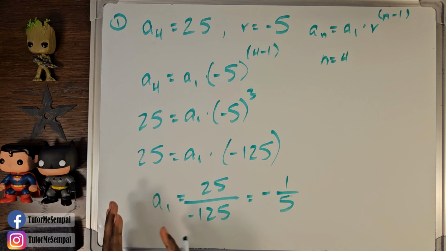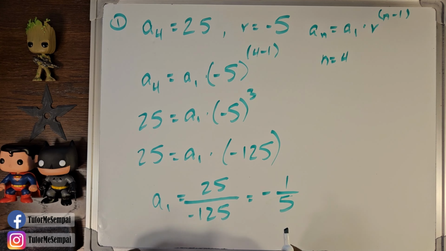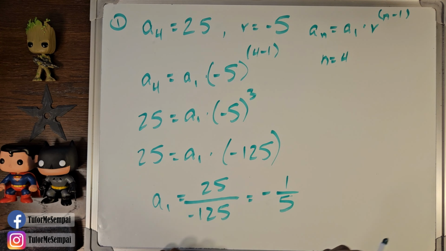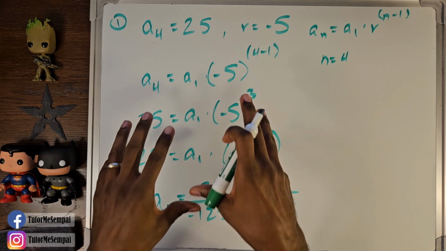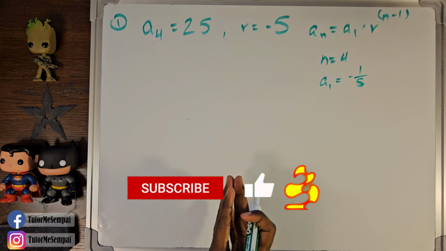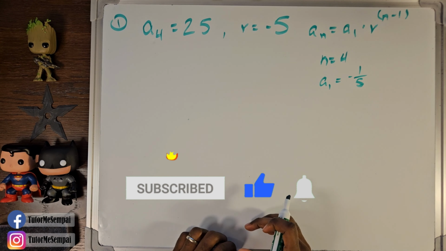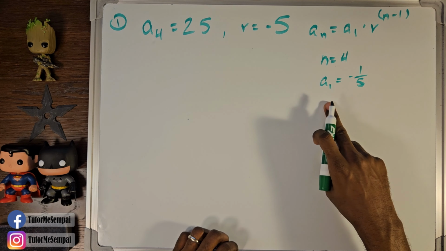So we're not done. We know our a sub 1, but we want to find our explicit formula for this geometric sequence. And technically, we just have our general form. So let's plug in our a sub 1 and our r to find what the explicit formula is going to be for this particular sequence. So now we have all 3 components that we're going to need to find our explicit formula for this geometric sequence. We have our general form of the explicit formula, we have our r, and we have our a sub 1.